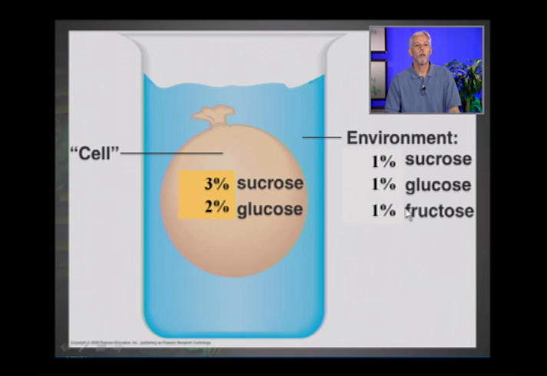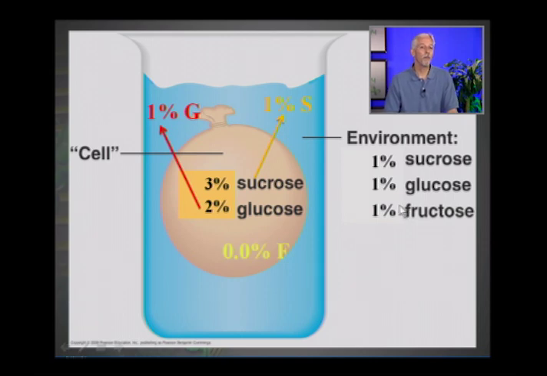So if we've got 1% sucrose outside the bag, 3% sucrose inside the bag, what would sucrose do? In which way would it dialysize? Hopefully you said from the bag to the surrounding solution. If we have 1% glucose outside the bag, 2% glucose inside the bag, in which direction would glucose dialysize? Hopefully you said from inside to out.